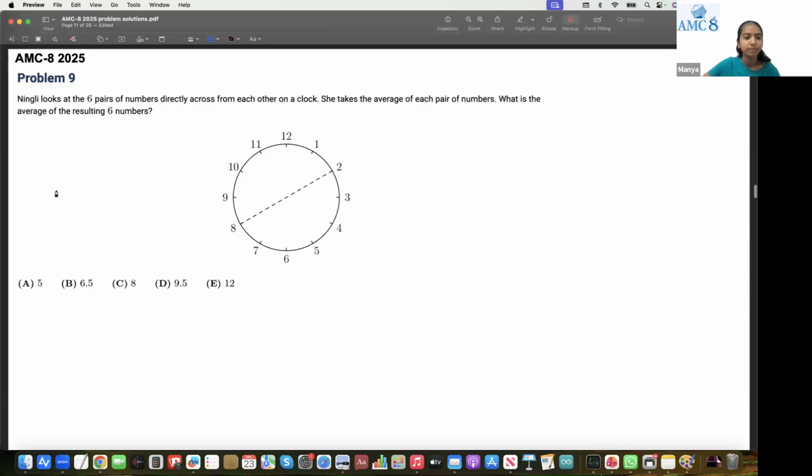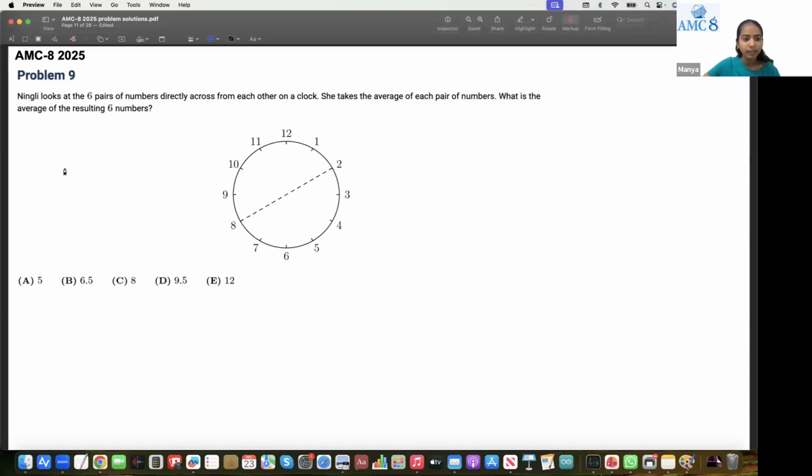Problem number 9. Ningli looks at 6 pairs of numbers directly across from each other on a clock. She takes the average of each pair of numbers. What is the average of the resulting 6 numbers? So on a regular clock, they're just asking us to add the numbers that are across from each other, and when we add them, they want us to find the average.